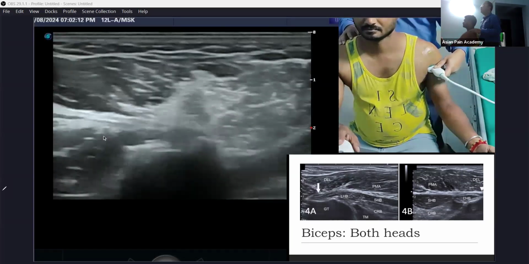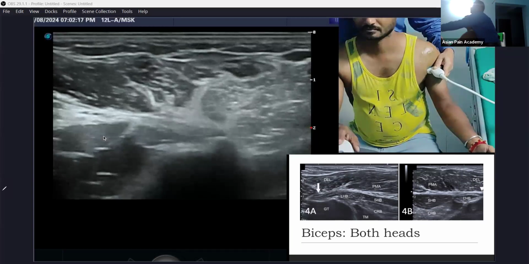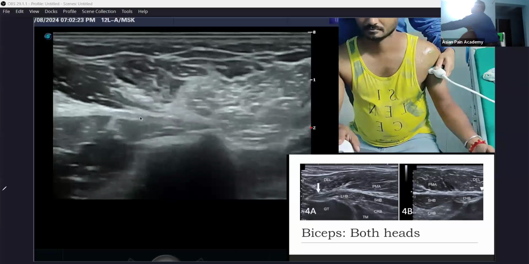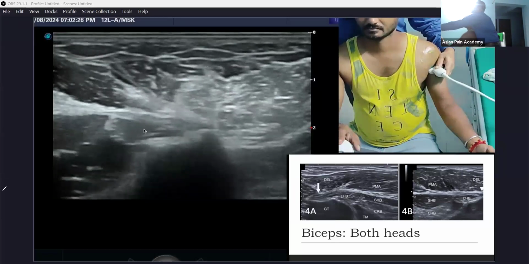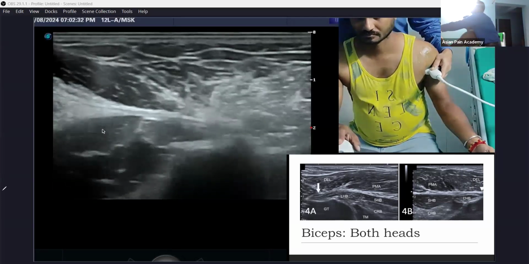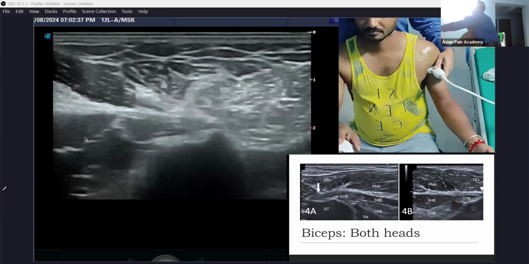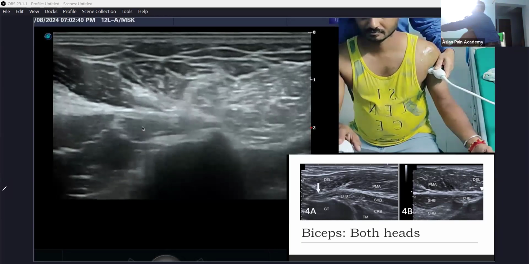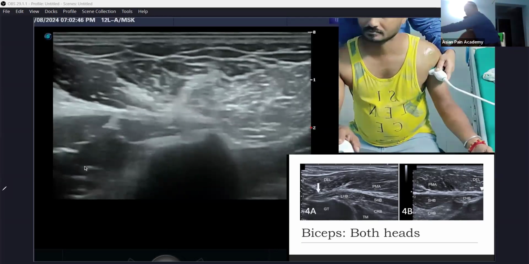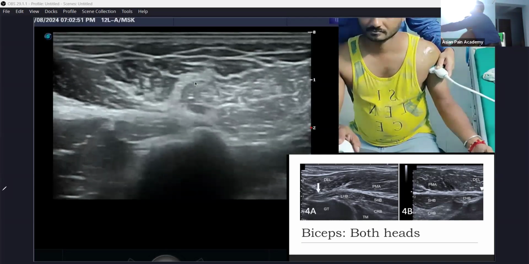If I go more medially, now see the structure in our PPT. This tendon is nothing but the pectoralis major tendon. This is the long head of biceps. Then where is the short head of biceps? This is the short head of biceps, still muscle. This will form the short head of biceps, and this is the long head of biceps. Below that, of course, is the coracobrachialis muscle. And this upper part is nothing but the deltoid muscle.